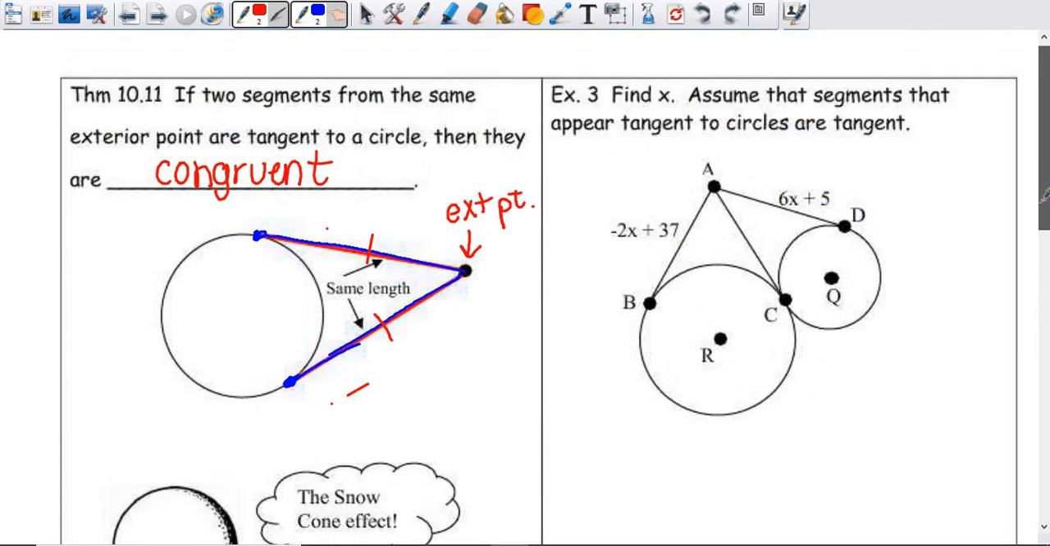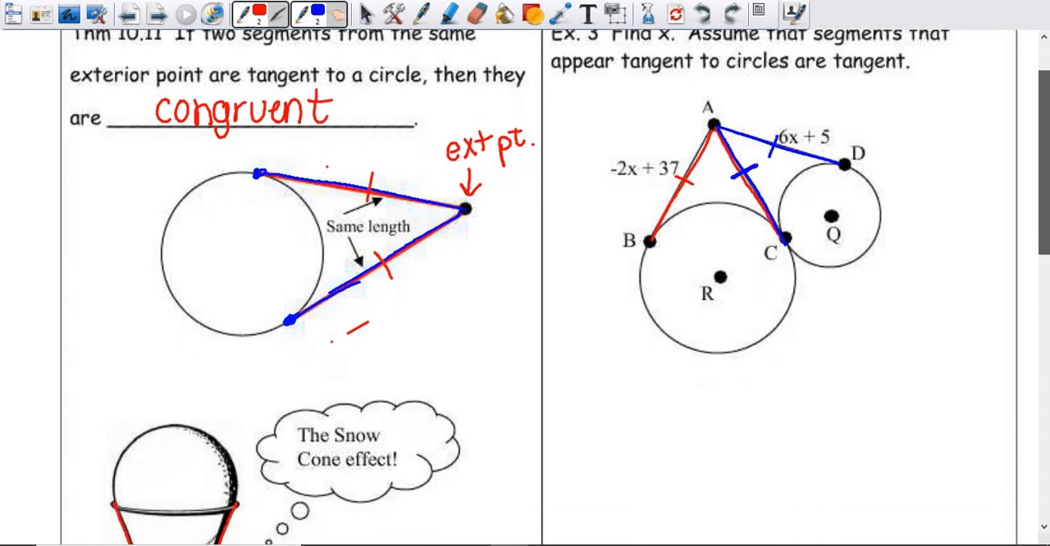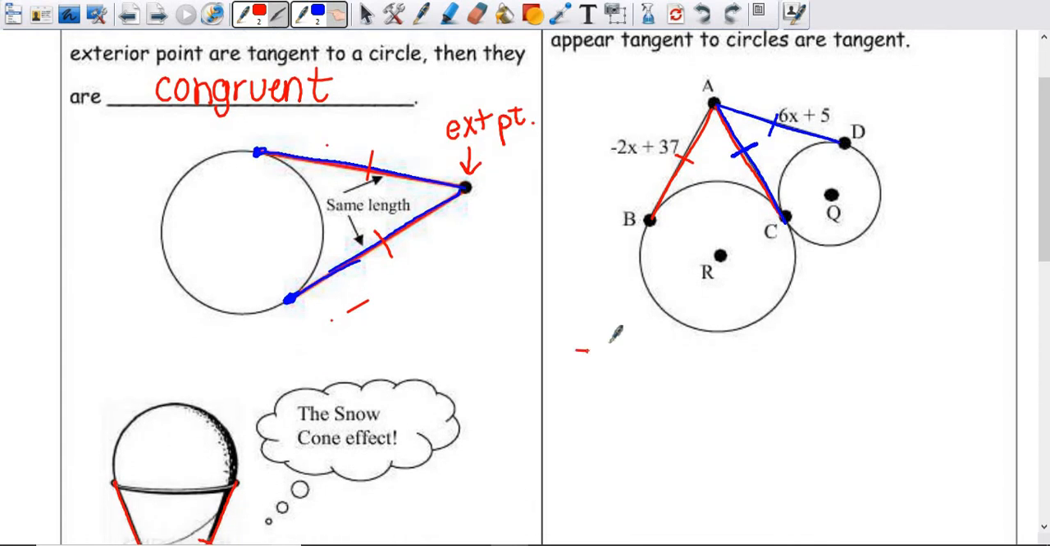So if we have a problem like example 3 right here, I've got a couple of snow cones. Here's one cone, so those are congruent. Here's another cone, so those are congruent, and I'm going to mark them all with one line because they're all going to end up being the same, since they're both congruent to this one.